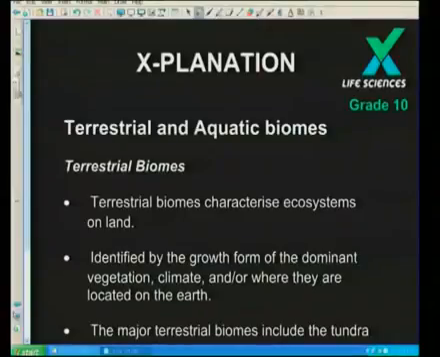All right, what is important to us now is the terrestrial biome. Terrestrial has to do with land, like we said. So there's the word land. It has to do with land.